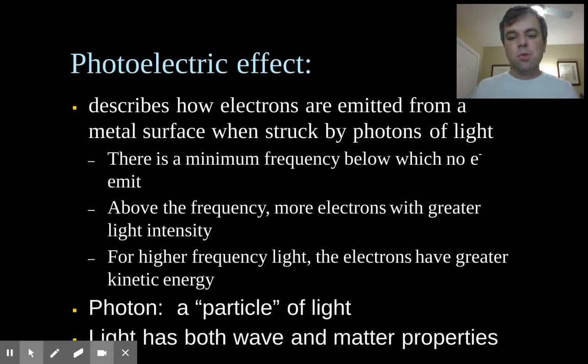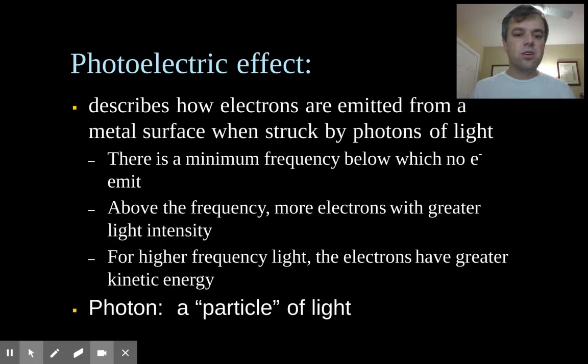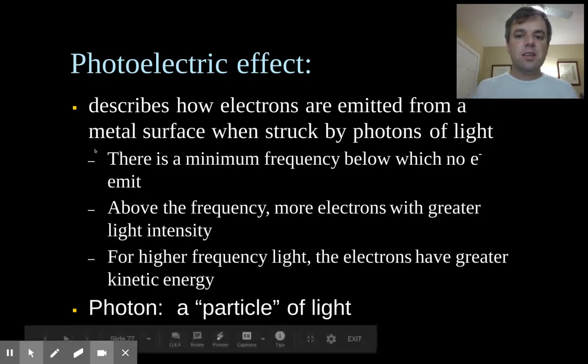And in case you're wondering about the term photon, that's a light particle. Light does have both wave and matter properties, which is why if you fire these particles, they can cause these electrons to get bounced off. But don't get too bogged down in the weeds on some of these definitions. They're pretty unlikely to ask you anything about those two bullet points.